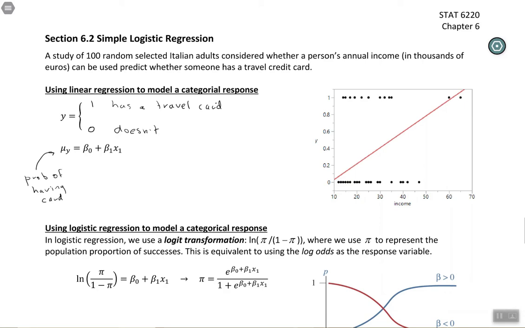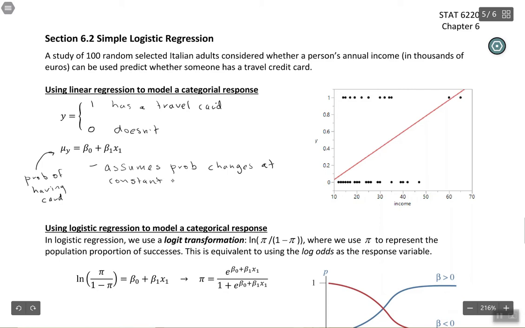There's actually two problems with that. One is that it's making the linearity assumption, right? So in other words, it assumes that the probability changes at a constant rate. But that may not really make sense, right? It could be that, once you get past a certain income, most people have travel credit cards and the probability doesn't really go up much more. We may not be able to assume that we have that constant rate of change.